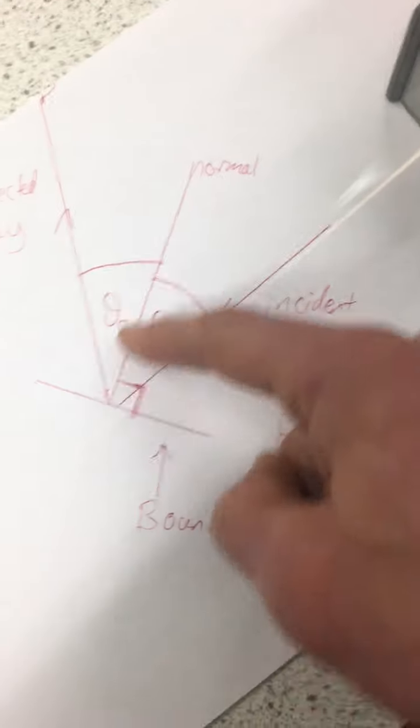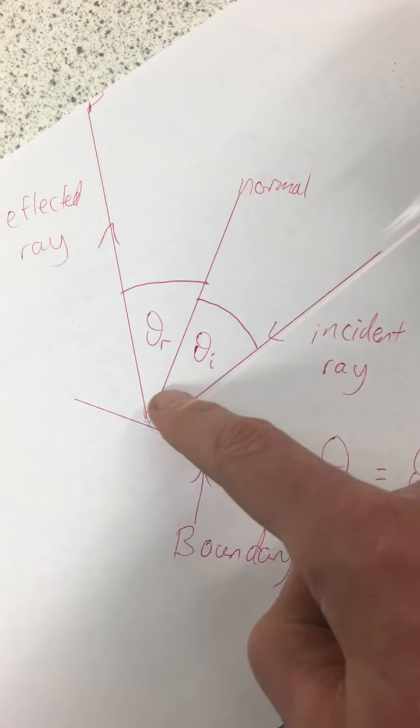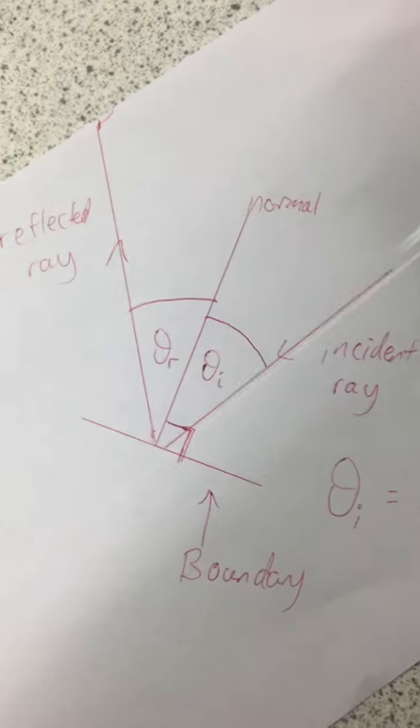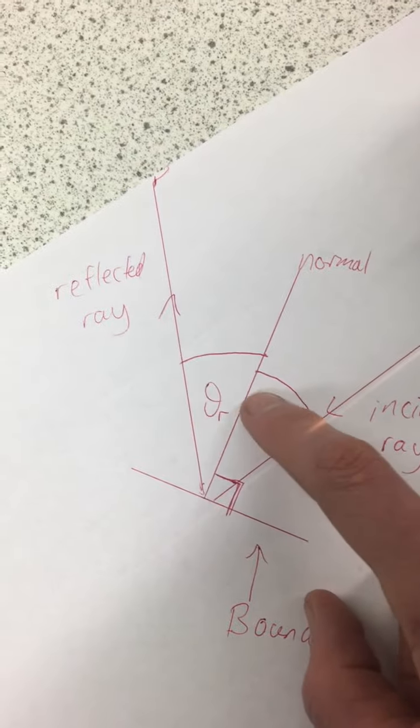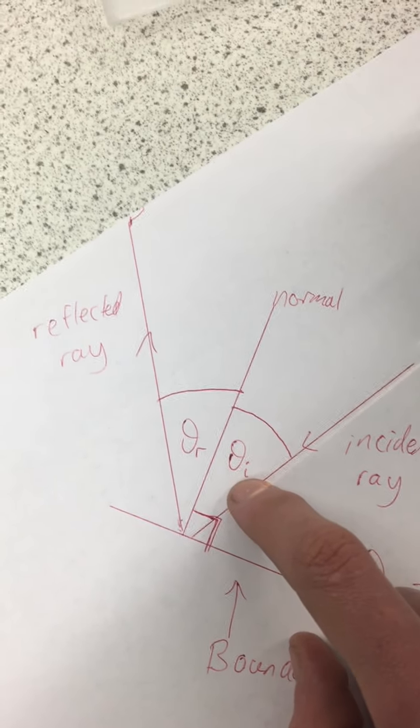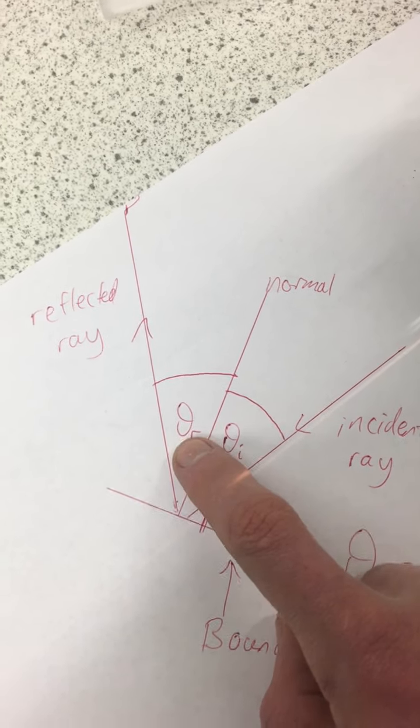I've drawn in the normal, which is at 90 degrees to the boundary. And finally, I've labelled these two angles. Theta is this weird letter that means an angle. I for incident and R for reflected.